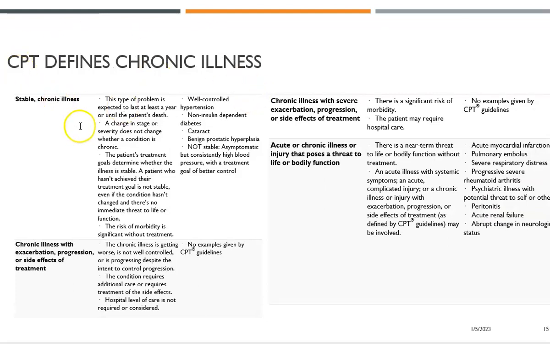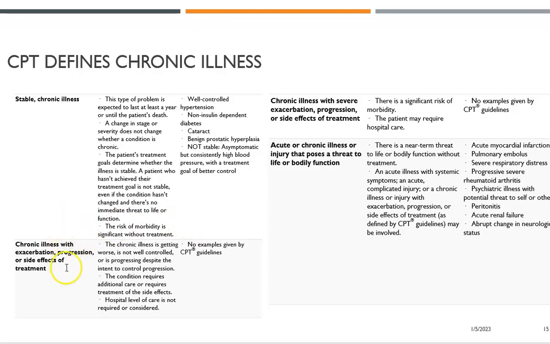And then stable chronic illness is the type of problem expected to last at least a year or until the patient's death. A change in stage or severity does not change whether the condition is chronic, and the patient's treatment goal determines whether the illness is stable. The risk of morbidity is significant without treatment. So some examples of chronic conditions you might think about: maybe our patient has hypertension or diabetes, cataracts, a BPH, which is benign prostatic hyperplasia.